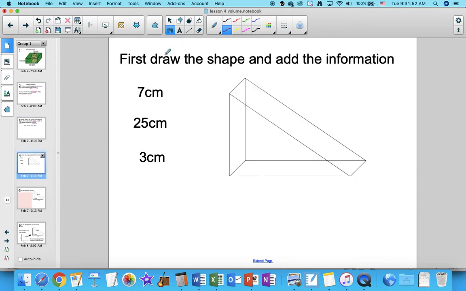So first, draw the shape. Add the important information. It doesn't matter if your triangle is to scale or even correct, to be honest. You could have drawn a triangle like this, right? It doesn't matter as long as you put the correct information on. So we draw the shape and put the right information.